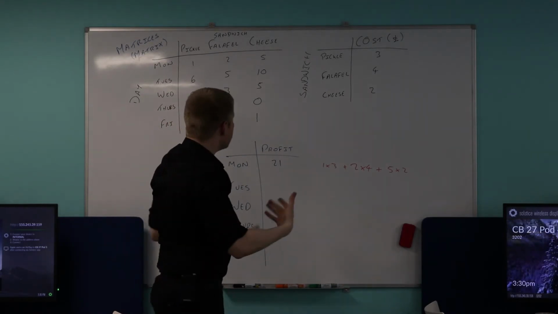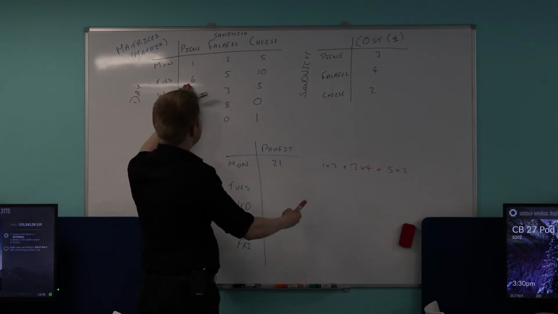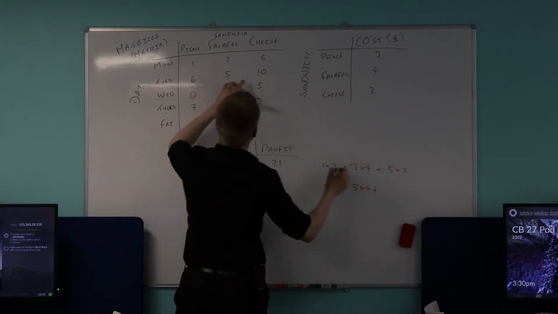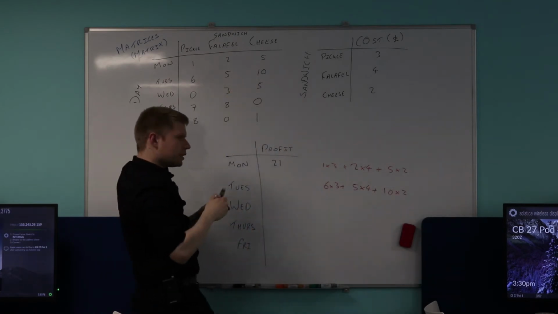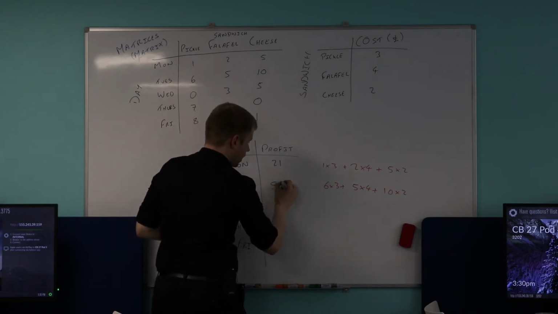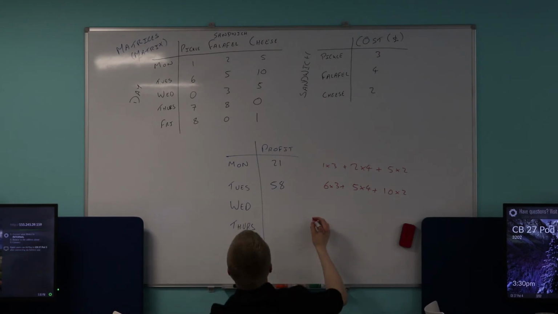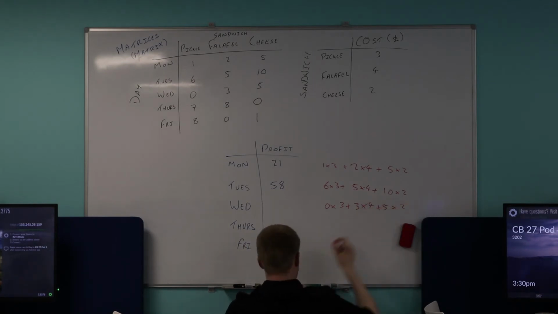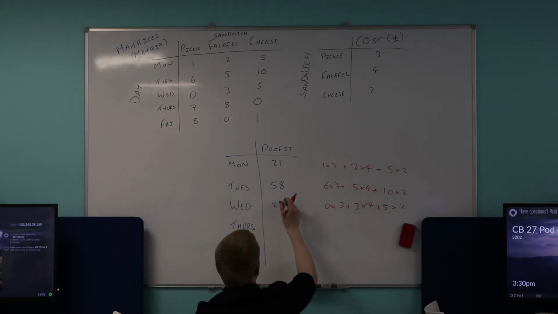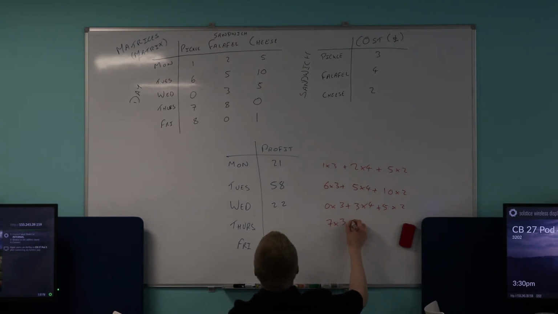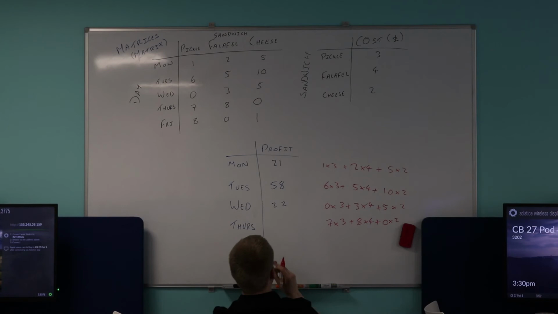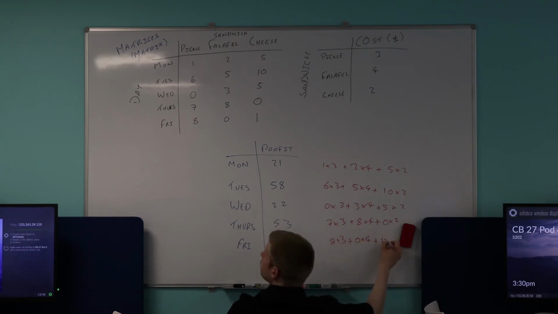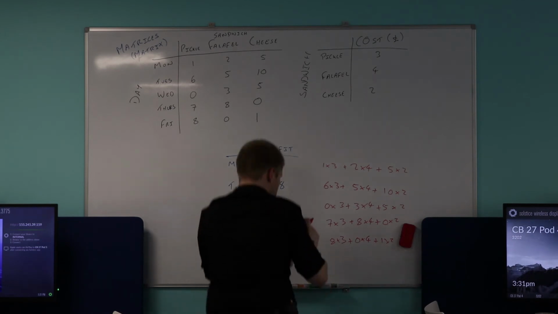Is that okay? Now just to speed things up a little bit, for Tuesday, would you be happy that it would just be 6 multiplied by 3, add 5 multiplied by 4, add 10 multiplied by 2. Which comes out as 58. Okay, fine. And Wednesday, how do we calculate this? Same way, so it would be 0 times 3 plus 3 multiplied by 4 plus 5 multiplied by 2. What does this come out as? 22. And Thursday will be 7 multiplied by 3 plus 8 multiplied by 4 plus 0 multiplied by 2, which is 53. And Friday will be 8 multiplied by 3 plus 0 multiplied by 4 plus 1 multiplied by 2, which is 26.